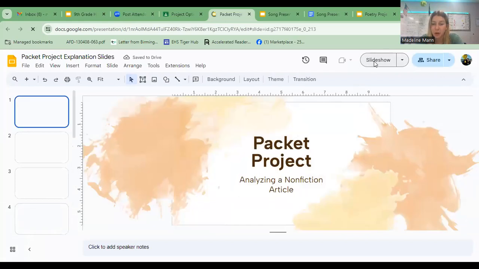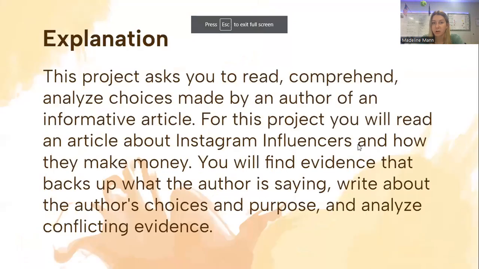So this is the packet project. The packet project is analyzing a nonfiction article. Explanation. This project asks you to read, comprehend, and analyze choices made by an author of an informative article. For this project, you will read an article about Instagram influencers and how they make money. You will find evidence that backs up what the author is saying, write about the author's choices and purpose, and analyze any conflicting evidence.